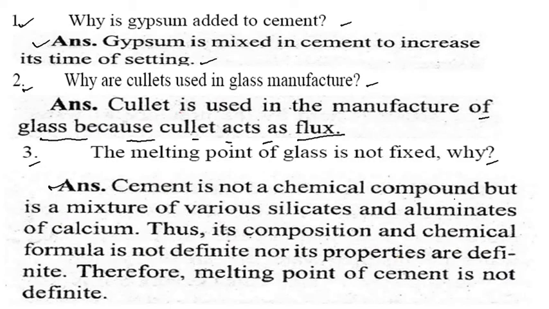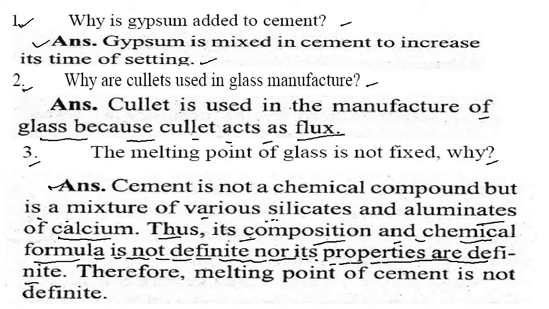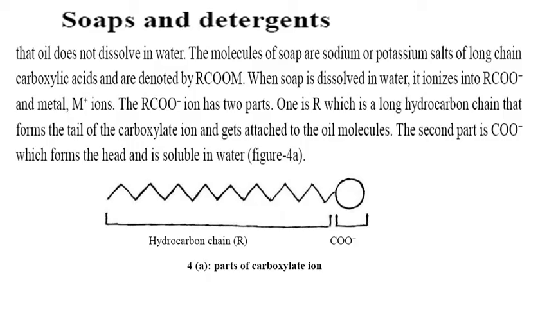So the answer: glass is not a chemical compound but a mixture of various silicates, silica, and the silicates of calcium. Thus its composition and chemical formula are not definite, so its properties are not definite. Therefore the melting point of the glass is not definite. So it is not a fixed compound. It is a mixture of compounds.